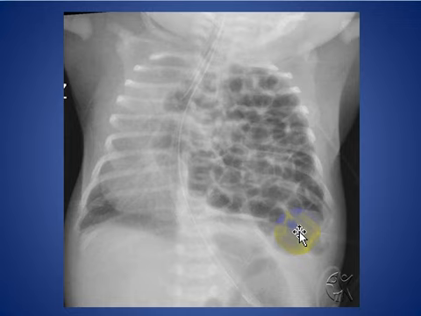And this is a classic case of congenital diaphragmatic hernia, and it is usually more to the left side, and the prognosis depends on the lung development. Children with larger hernias and hernias containing liver have worse prognosis.